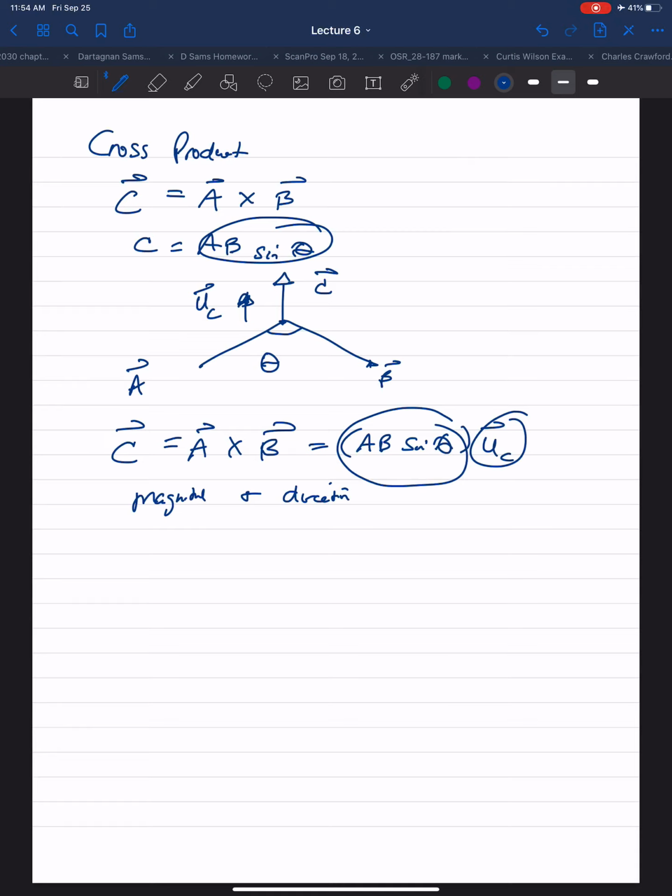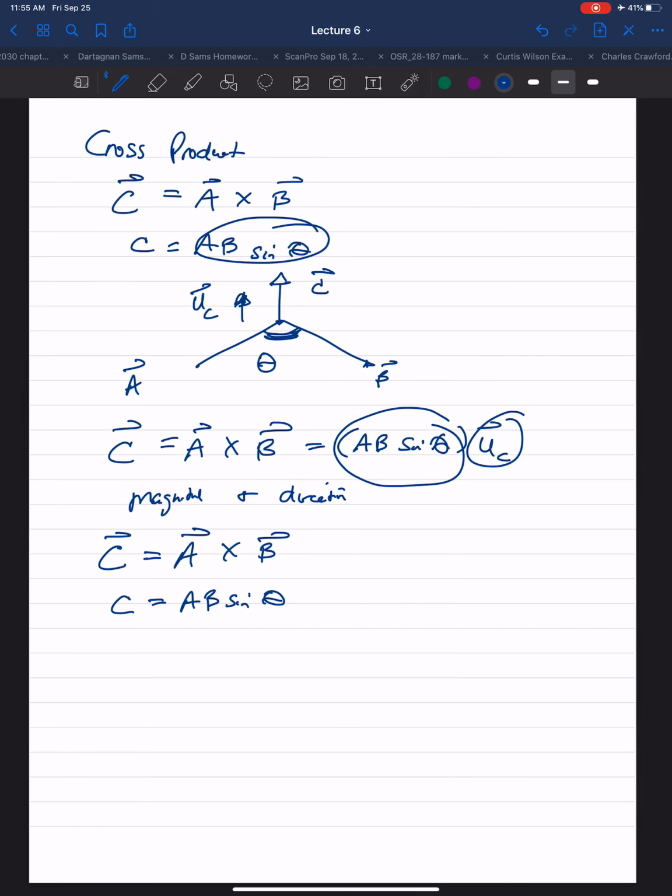So say that one more time, work through it. Vector C is vector A cross vector B. The magnitude of vector C is the magnitude of A times the magnitude of B times sine of theta, which is the angle between their tails, right here.